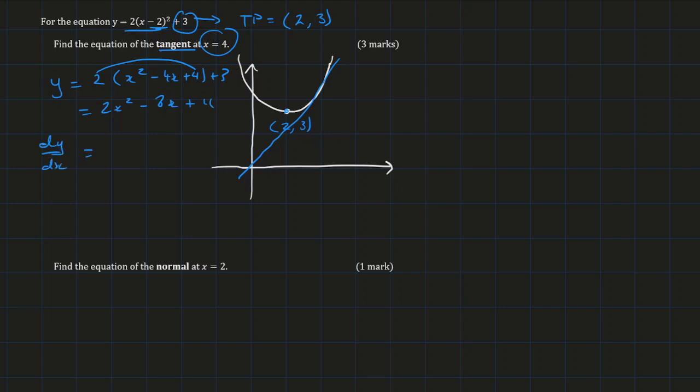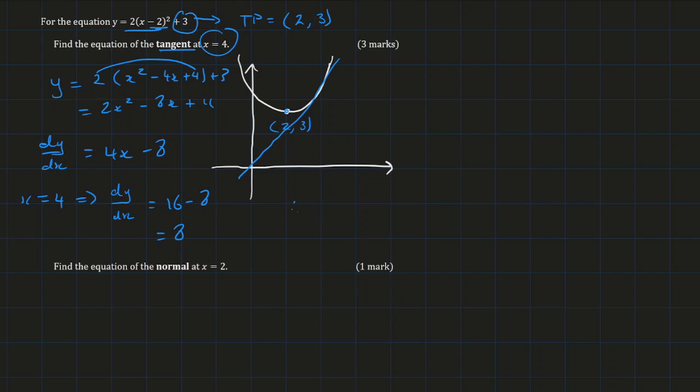So dy/dx is the derivative, and this is going to help us find the gradient of this tangent at x equals 4. So this would be equal to 4x minus 8, and then if we substitute in x equals 4, what we're going to get is 16 minus 8 for our gradient. So dy/dx is equal to 4 times 4, 16 minus 8, which is equal to 8.